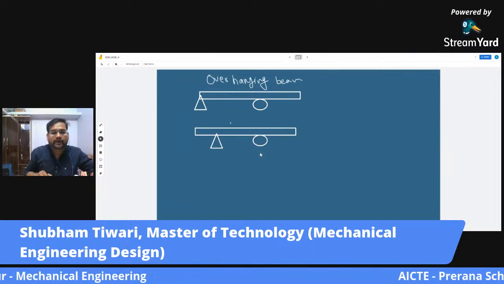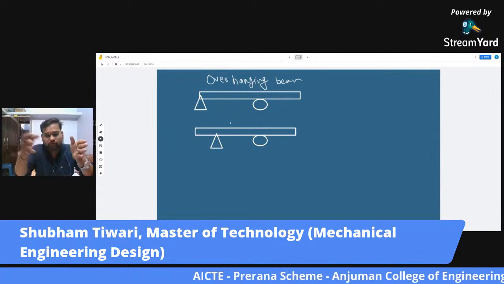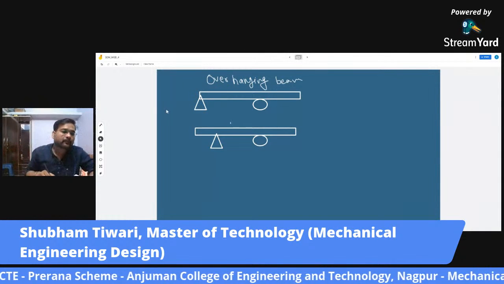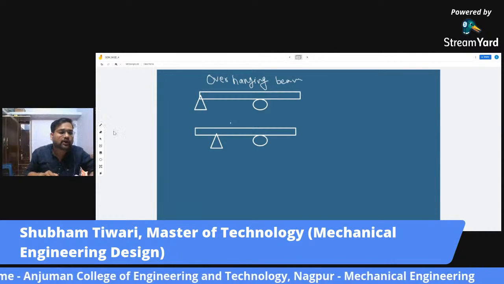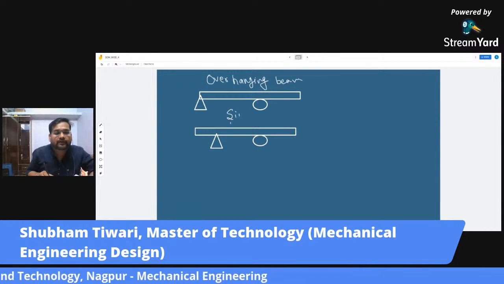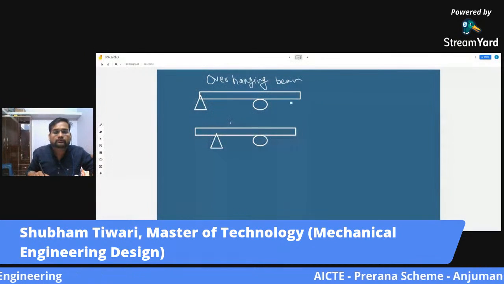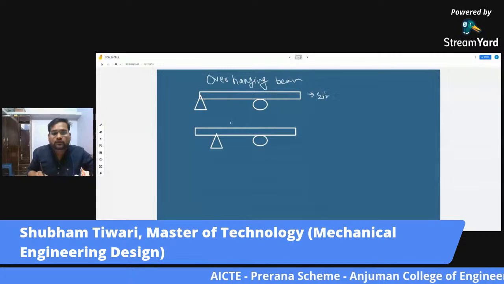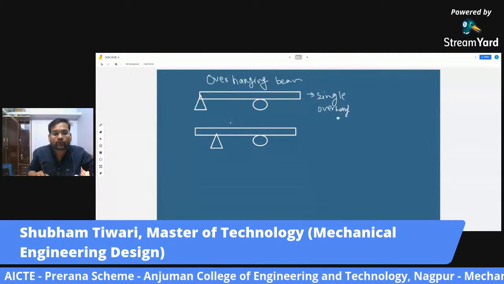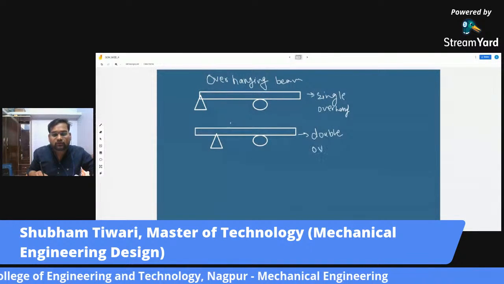and this is a single overhang. This is a double overhang because after the support ends, there is some part that is overhanging. Not suspended; overhanging is the perfect word. So this is a single overhang. Write it on the side: single overhang, and this is double overhang.